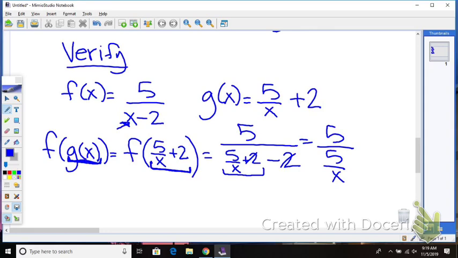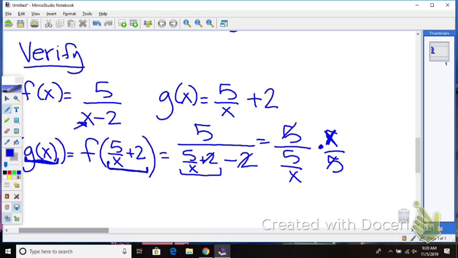What do you do when you are dividing by a fraction? You multiply by its reciprocal. What's the reciprocal of 5 over x? X over 5. So I'm going to take this and multiply it by x over 5. Those 5s simplify, so I'm left with x, which is what I want it to be left as.